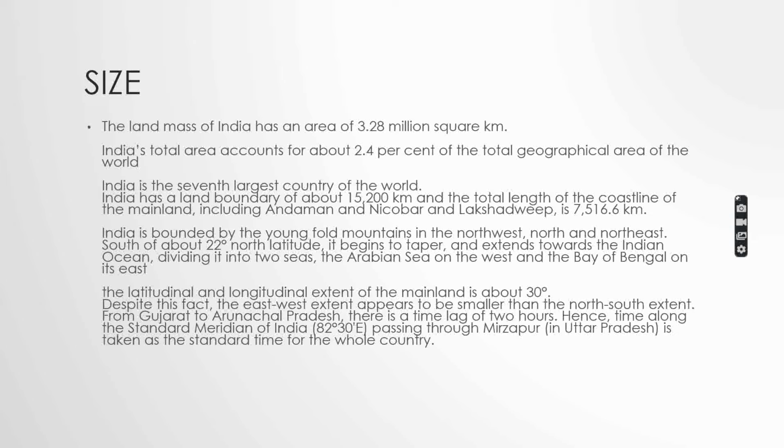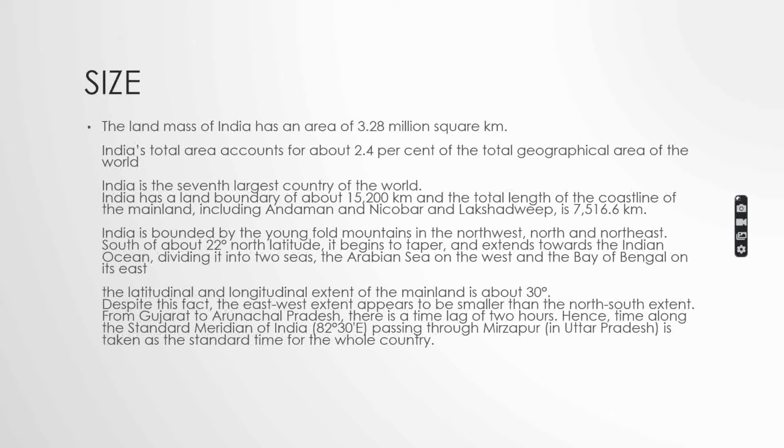7,516.6 km. India is bounded by the Himalayan Mountains in the northwest, north and northeast. South of about 22 degrees north latitude, it begins to taper and extends towards the Indian Ocean, dividing it into two seas, the Arabian Sea on the west and the Bay of Bengal on its east.